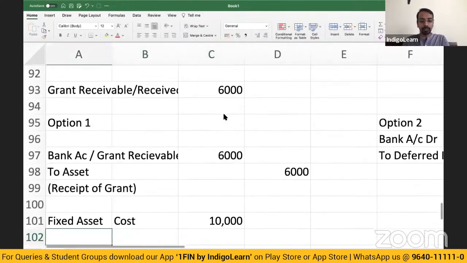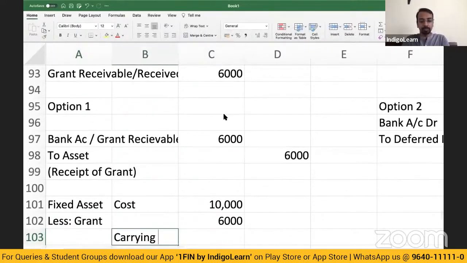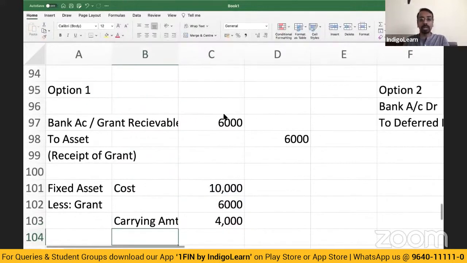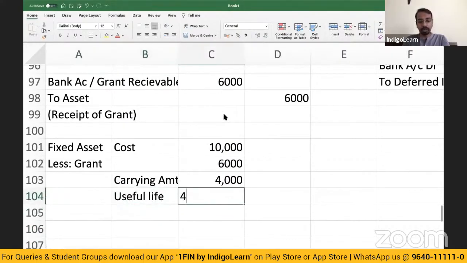Cost is 10,000 less grant 6,000. Carrying amount will be 10,000 minus 6,000, 4,000. This amount will be depreciated over the life of that asset. So let us say useful life is 4 years. I'm making my life easier. Useful life is 4 years.